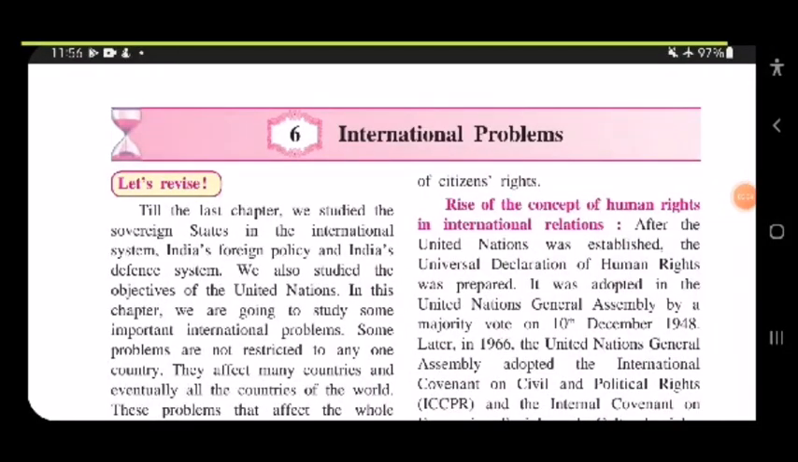Dear students, today we will start with the next lesson in political science. The name of the lesson is International Problems. In this lesson we are going to learn what international problems the world is facing, different problems like environmental problems, human rights, terrorism, global warming. These are all the problems which the world is facing. So let's start. Let's revise.